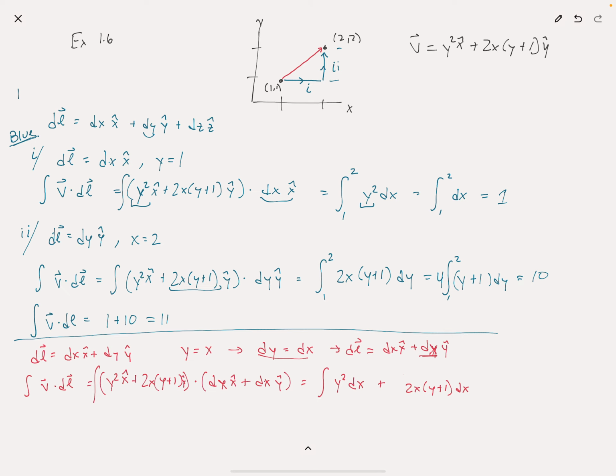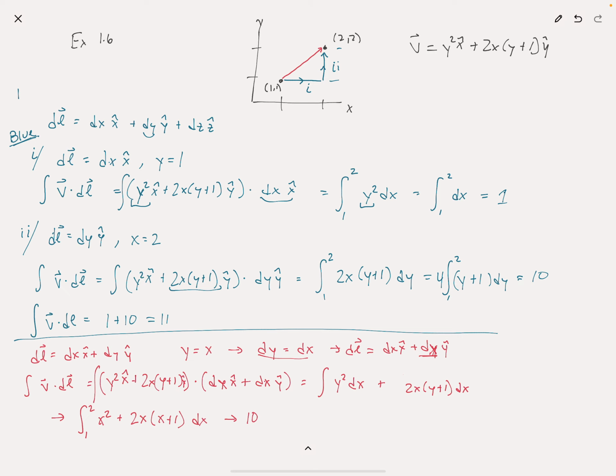Now I can go ahead and plug in that y's are related to x's, so everything's in terms of x's. This becomes (x squared plus 2x·x plus 1) dx. And what is x changing from? x is changing from 1 to 2. I can go ahead and do that integral, and in the end, I get 10, I believe.